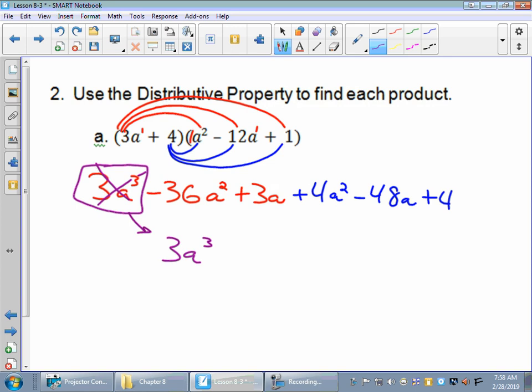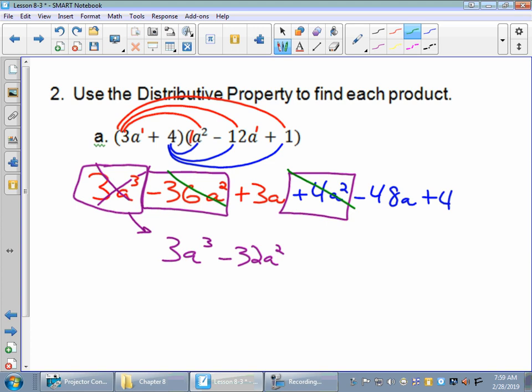Okay. How about a squares? Yeah, we got a negative 36a squared here. And we've got a positive 4a squared here. So now when you combine, same variable, same exponent. So now negative 36 and a positive 4 would combine to make a negative 32a squared. And then we can go ahead and cross those out as well. So, yep, I already dealt with that. What's next?